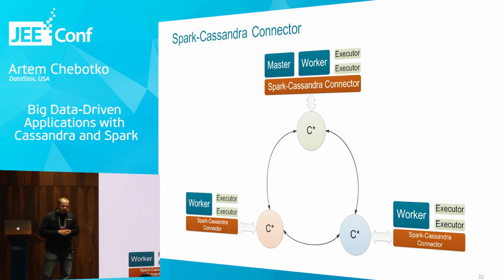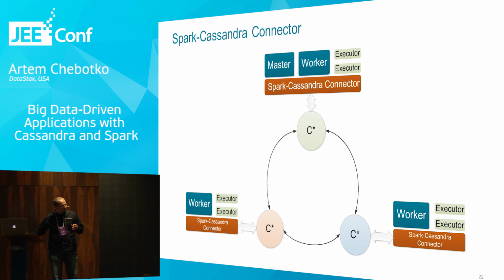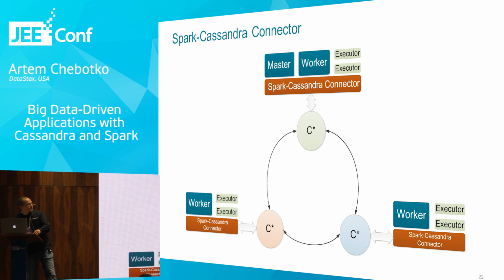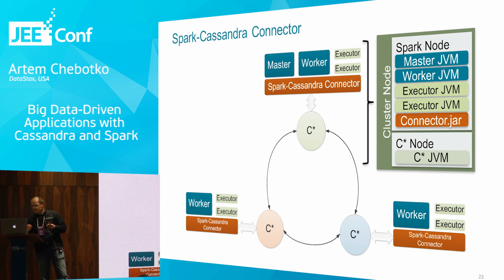Okay. So for these two technologies to work together, you need something to connect them, and this is called the Spark Cassandra connector. It's essentially a library or package that allows Spark to talk to Cassandra. Okay, so deployment will look like this, more precisely.